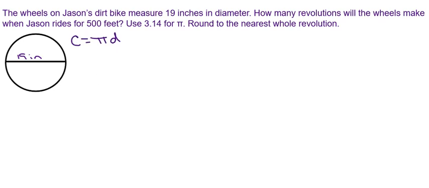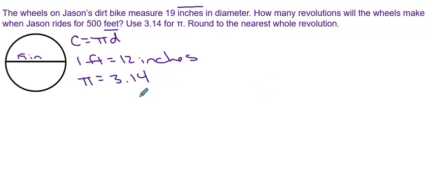We can also see from the problem that we're currently in inches, but we're riding in feet. So we're going to need to have a conversion factor here too. So we know that every 1 foot is equal to 12 inches. And we also know that for pi, we want to use 3.14. So let's go ahead and get started.